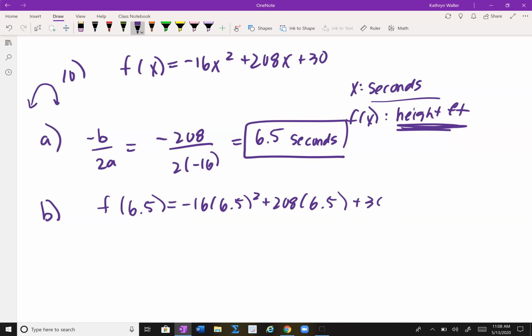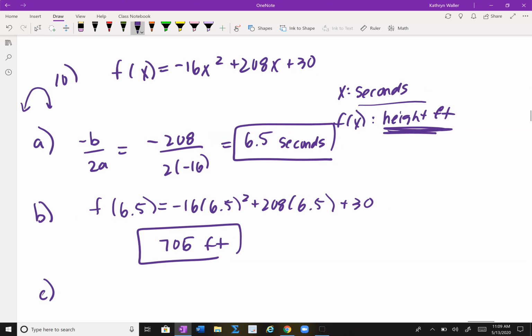Like this, okay? I think storing's so easy. So if you just go store, enter, then go negative 16, memvar, enter, x squared, plus 208, memvar, enter, plus 30, enter, I get 706. That's my y value, so my label is feet, okay? Question C, how far will the rocket be when it hits the ground?